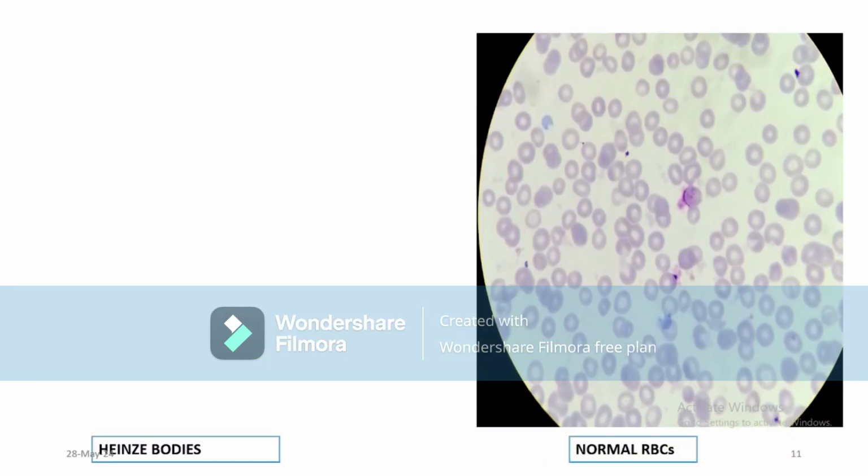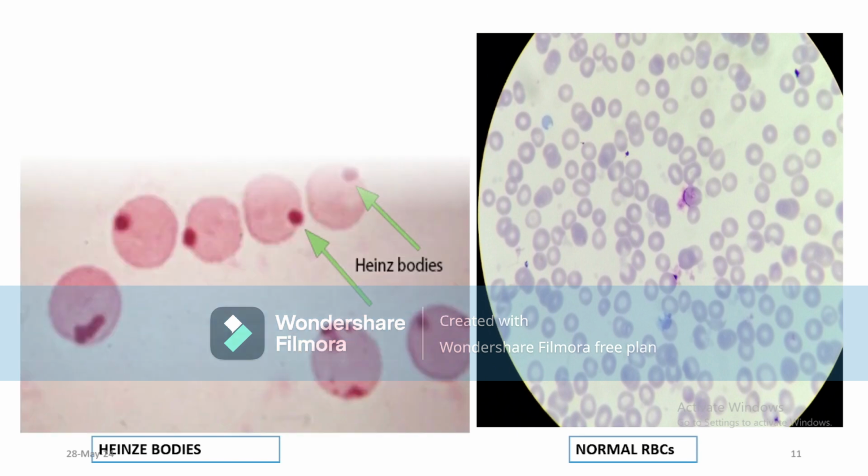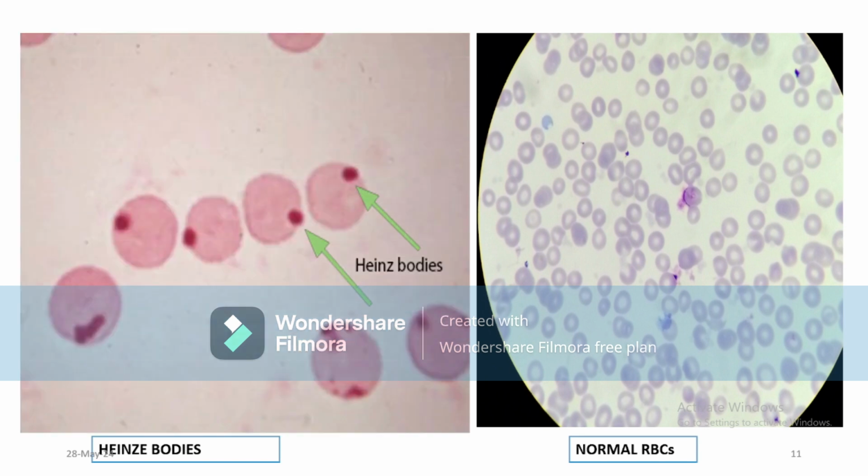So this is a normal red cell under the microscope. When there's G6PD deficiency, this is how they look. Heinz bodies. Heinz bodies. Okay, very important.